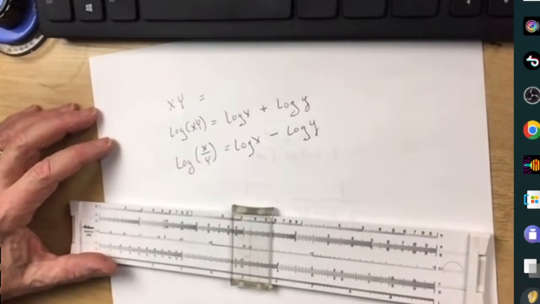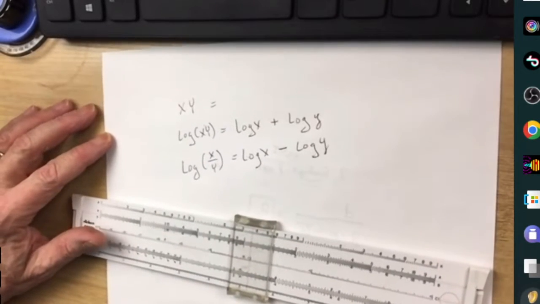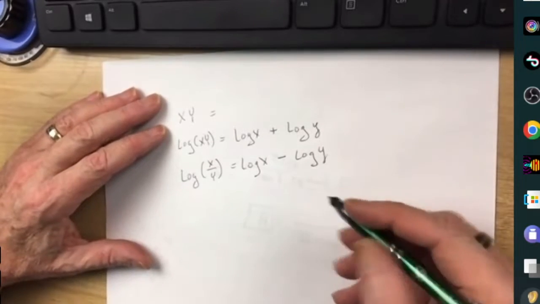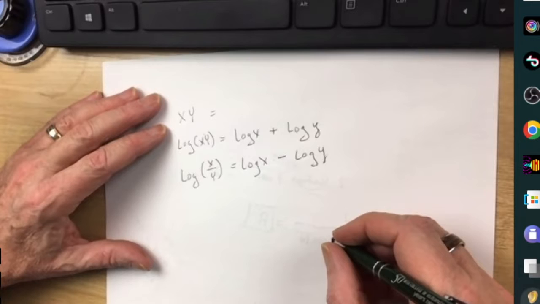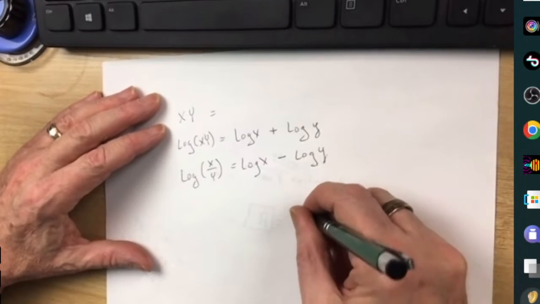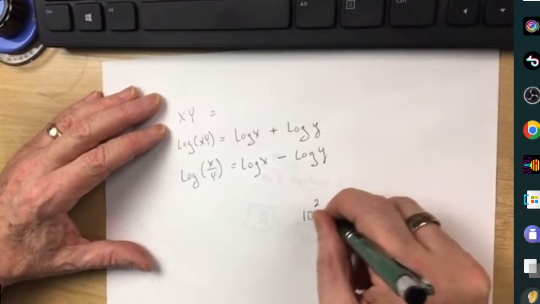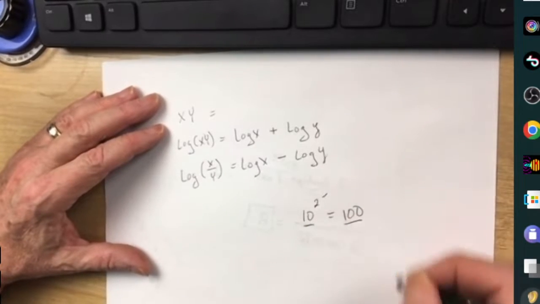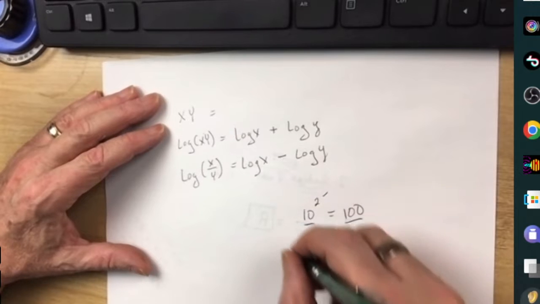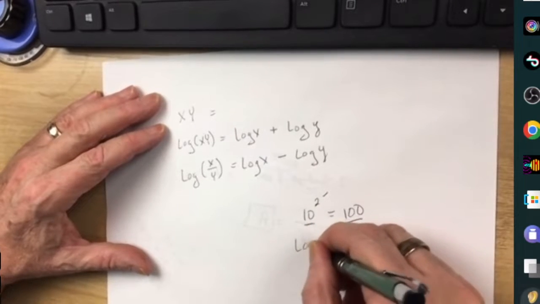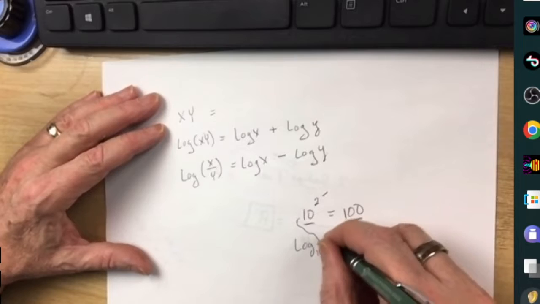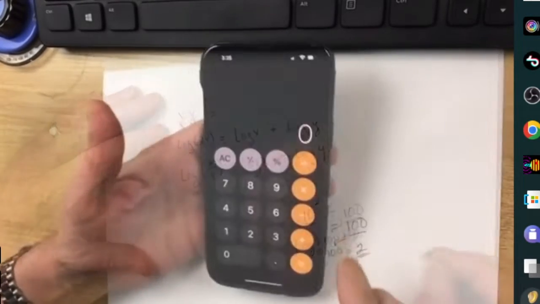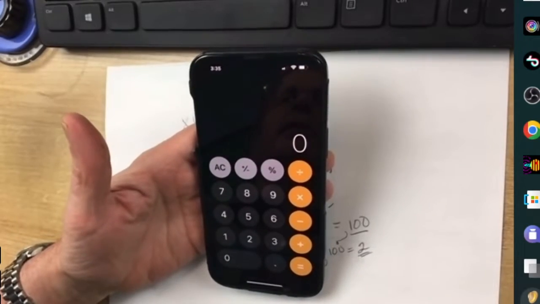A slide rule works on a very simple principle, and that is something called the logarithm. Most people are familiar with notation that says 10 raised to the power of 2 equals 100. This is a power of 10, that's an exponent, and that's the number. The log base 10 of 100 equals 2.